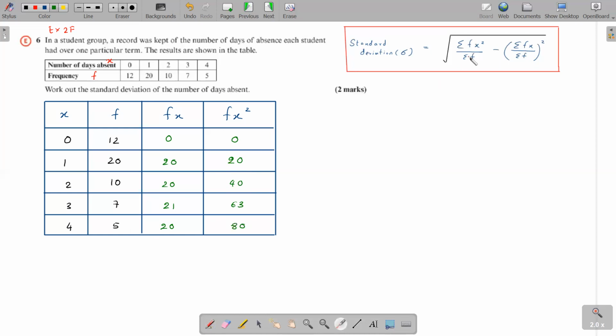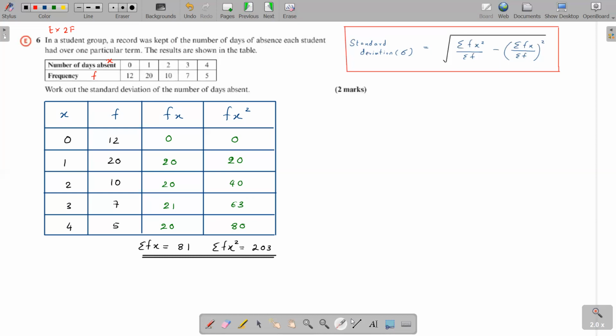Now we have to get the sigma value of it, which means you have to get the addition, the total value. So let's get the total value of fx and fx square. So total fx, when you add everything, 0 plus 20 plus 20 plus 21 plus 20, how much is it? 81. And also sigma fx square, you add 0 plus 20 plus 40 plus 63 plus 80, how much is it? 203. All right, so those are the answers.